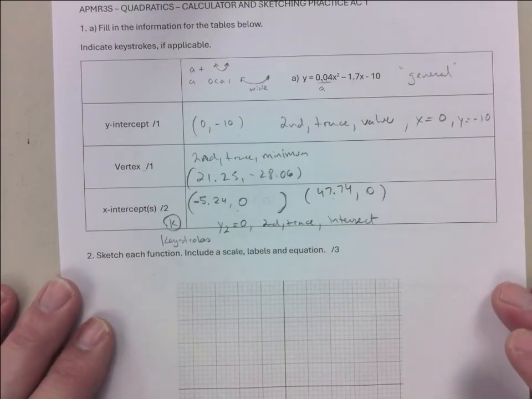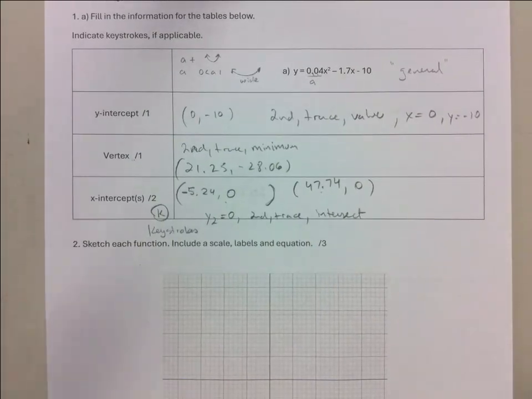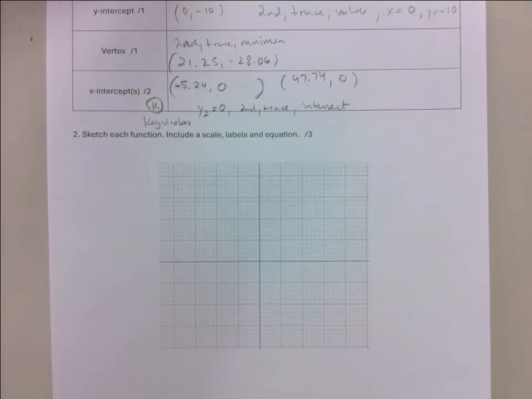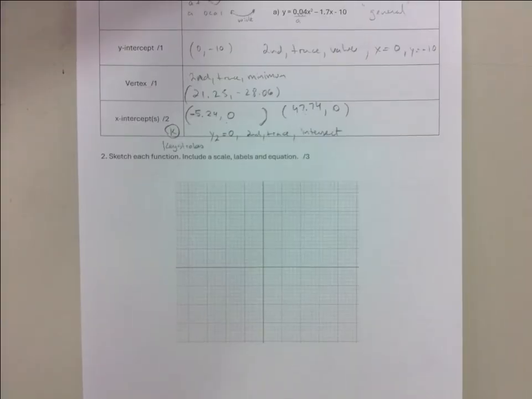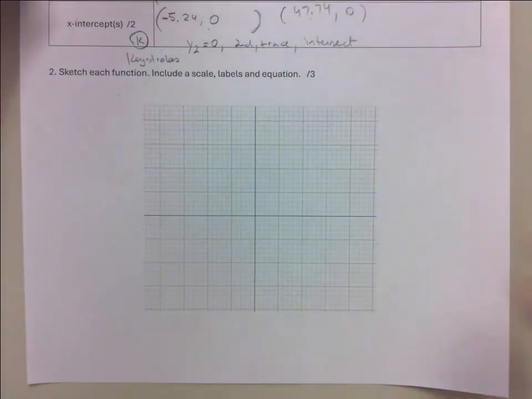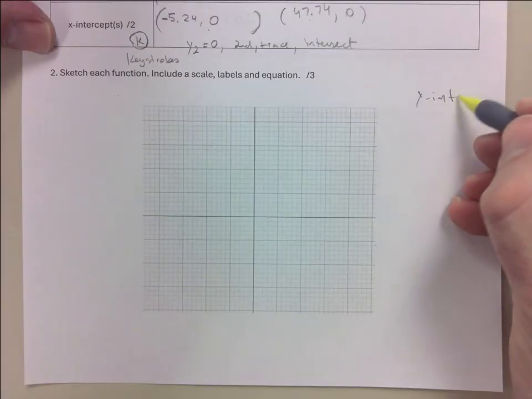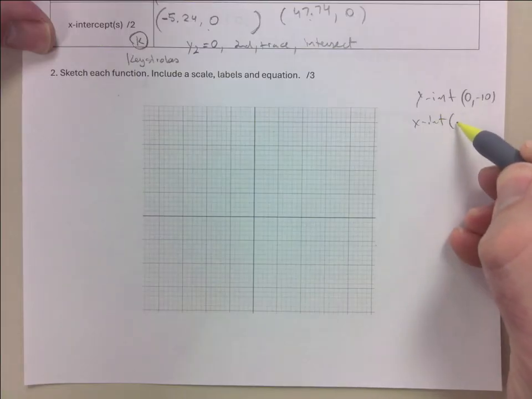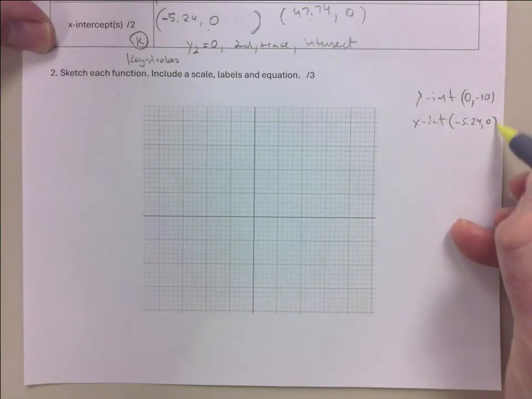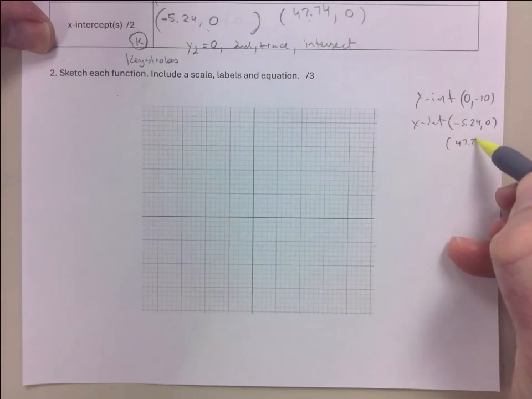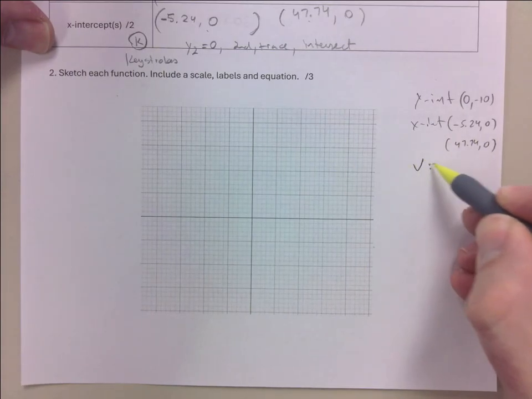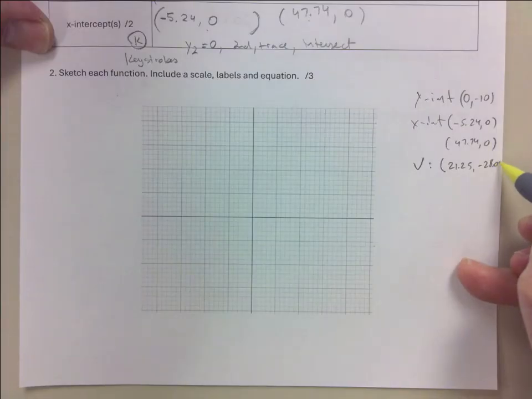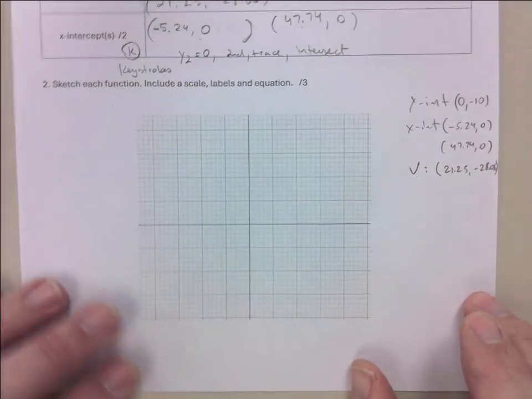Okay, so now that we have these very important points, we can go ahead and graph this. And this will look different from one student to the next. How about this? I'll just write them down here. So the y-intercept, just to reiterate, is 0, negative 10. The x-intercepts, negative 5.24, as well as 47.74, and the vertex is 21.25, negative 28.06. Okay, so that's going to help me graph.